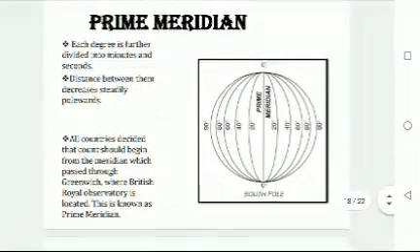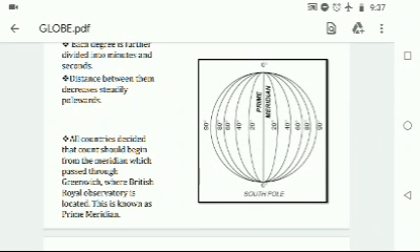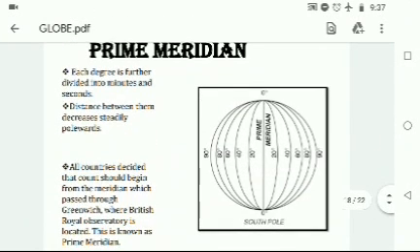Next, we come to the prime meridian. Have you ever heard GMT, Greenwich Mean Time, IST, Indian Standard Time? Let me give you one more example. We have all heard that the USA is running behind us by 12 hours. So why do we have this time difference?